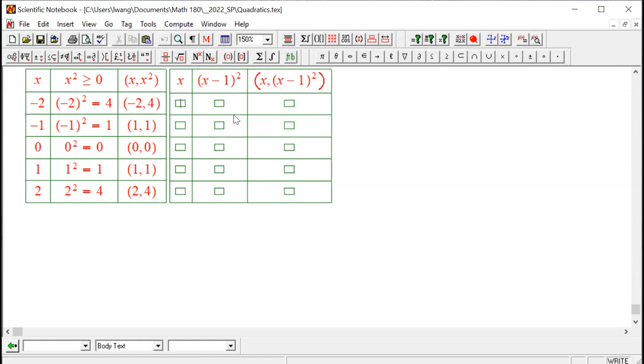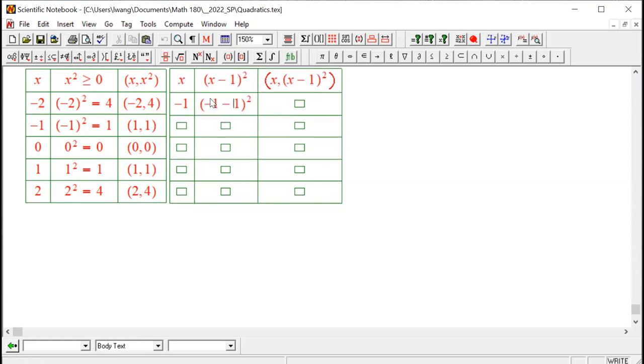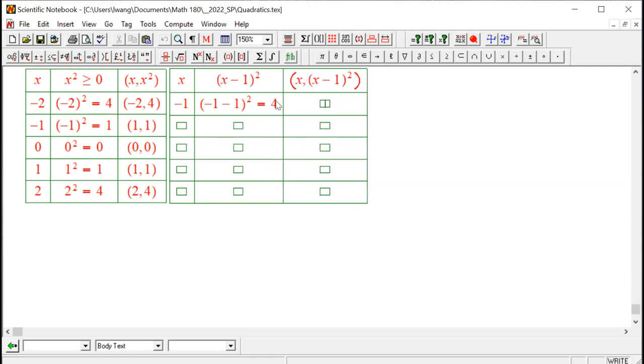Well, I'm going to choose a -1. Because -1 minus 1 is going to be -2. -2 squared is 4, right? So -1, 4. So you probably understand the mechanism already. So the rest is just practice and enhance your skill algebraically. Okay. So for 0, the output is 1.